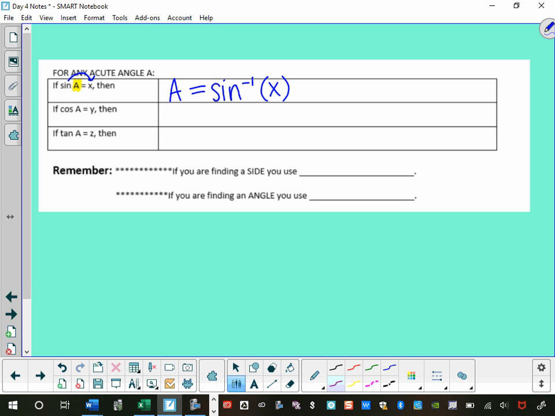Alright, same thing for cosine. If we're trying to find angle A using cosine, I'm going to move that trig function to the other side. So I have A equals the inverse of cosine times y. And then the last one is tangent. If I'm solving for the angle, I move that tangent to the other side, so it becomes the inverse, and I multiply it times whatever number is there.